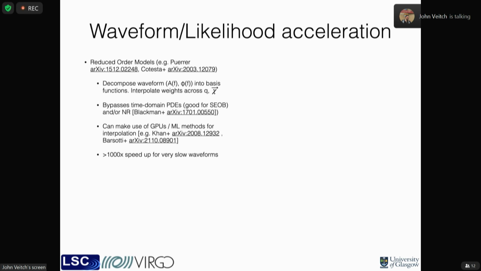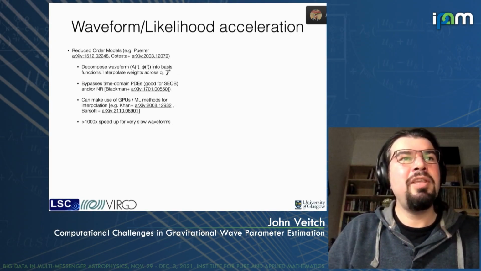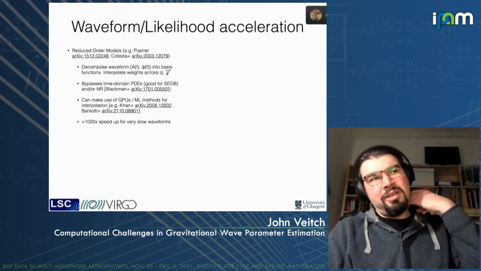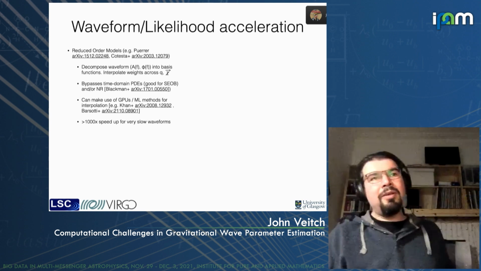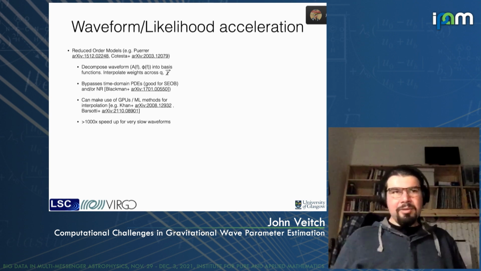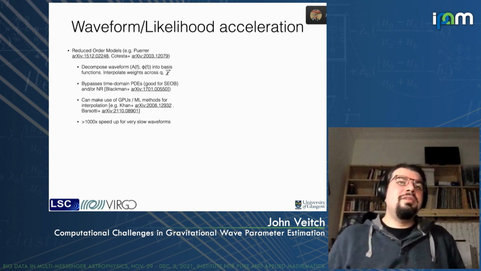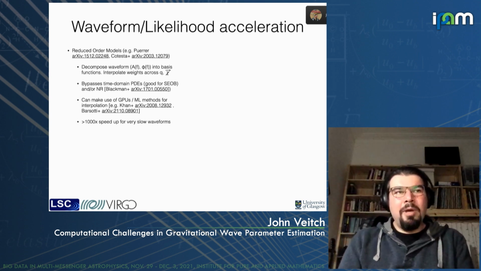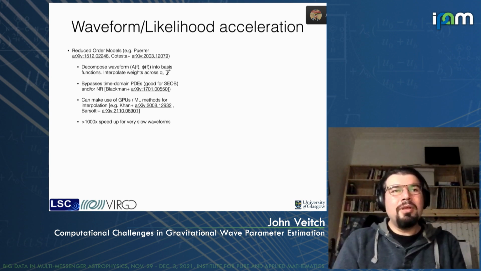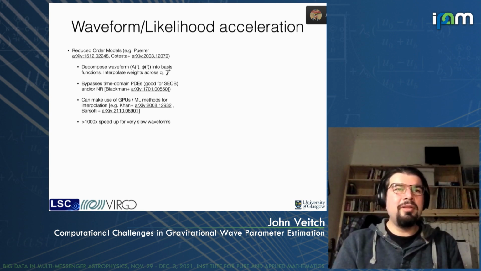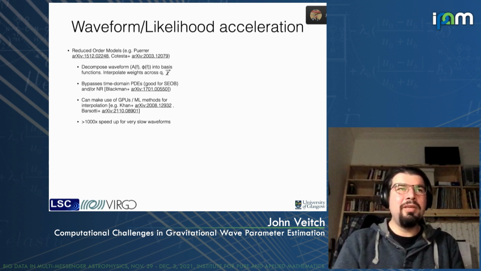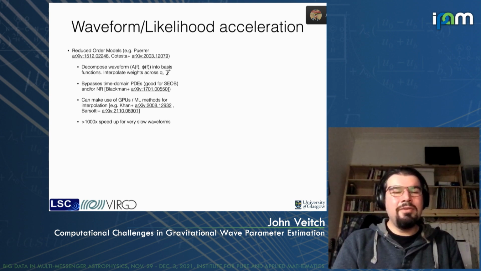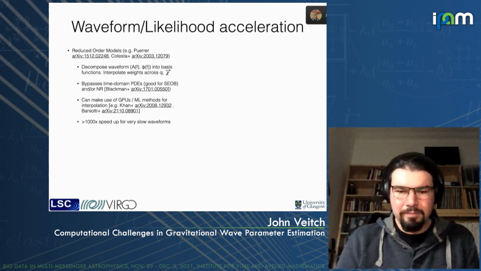So this is really good because it means that you're no longer solving PDEs, and for SEOB, it's kind of essential to do that in order to make use of it in any kind of serial type code. And another thing is that it also lends itself quite well to implementation on a GPU. And so people have recently been porting some of these reduced order model type codes onto GPUs. So it's giving you about 1,000 times speed up for these very slow waveforms and bringing them into the realms of usability, I would say.